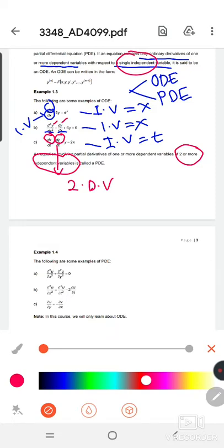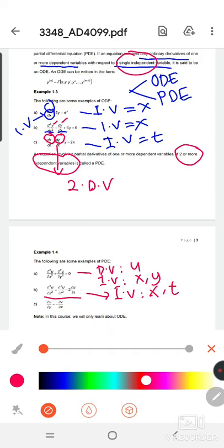Okay, kita boleh tengok example 1.4. Okay, this one dependent variable is u, because kat sini kan u, tapi independent variables you have x and y. So nampak tak, two independent variables. Okay, same with b. Kita fokus pada independent variable. What is your independent variable? Your independent variables here are x and t. Okay, how about this one? C, your independent variables are y and x. So that's why this one we call PDE.